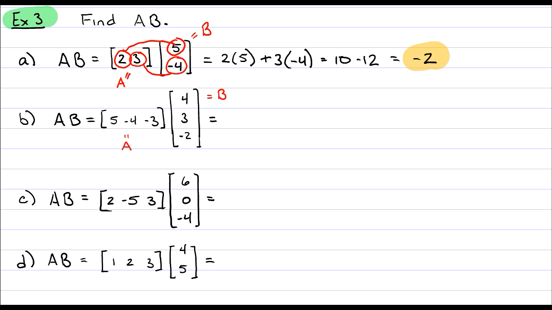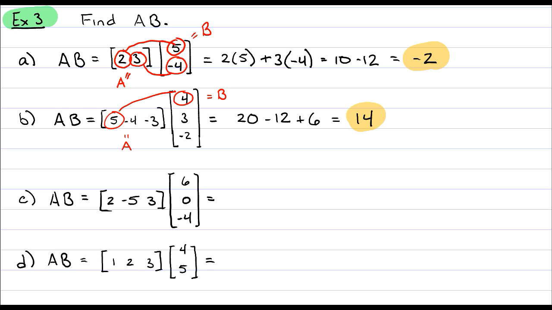So I'm going to take the first entry of both matrices and multiply them together. So 5 times 4 gives me 20. And then I multiply the second entries. So I have minus 4 times 3, that's minus 12. And then finally I do the last entries. Minus 3 times minus 2 gives me plus 6. So I combine all of that together, and I think that gives me 14. So the product of this row and this column is 14.